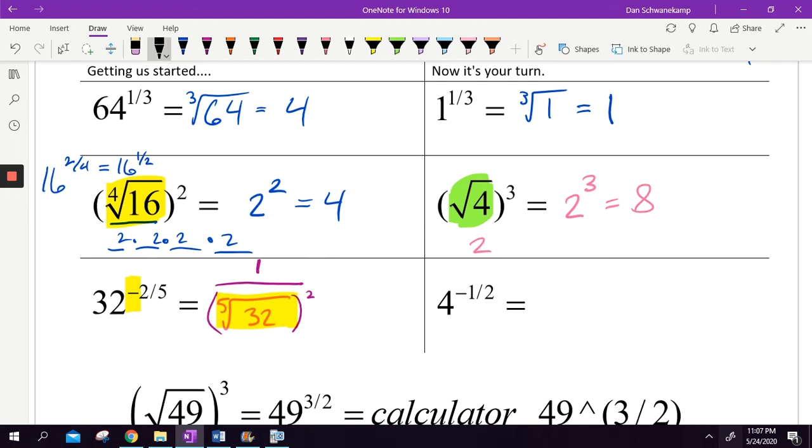So that is going to be 1 over 2 squared. What is 2 squared? It's 1/4.